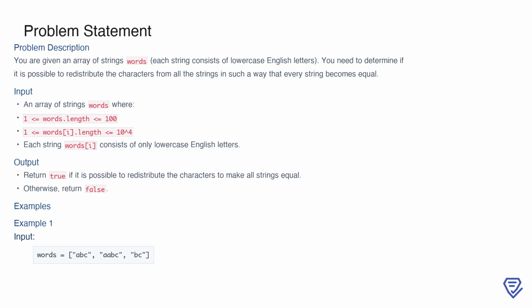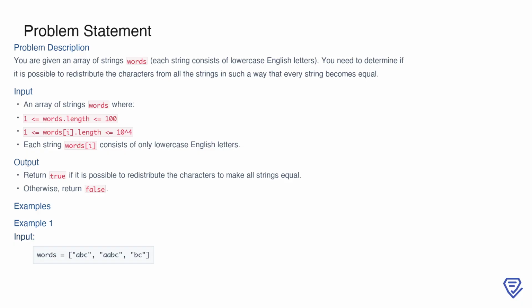Each string in the array is composed of lowercase English letters. The goal is to determine if it's possible to redistribute the characters from all the strings such that every string becomes identical. For example, if you have 3 strings, you would need to rearrange all the characters so that each of the 3 resulting strings is exactly the same.